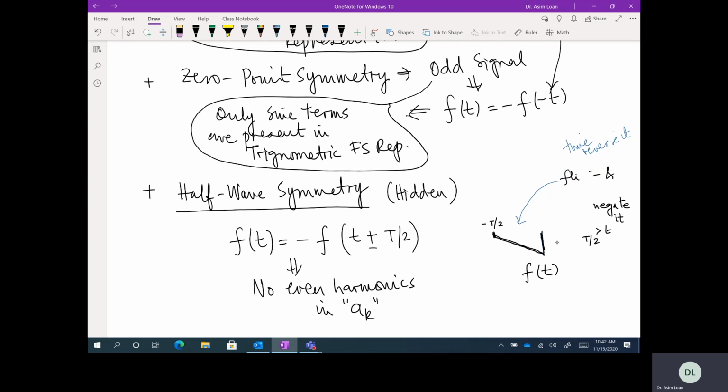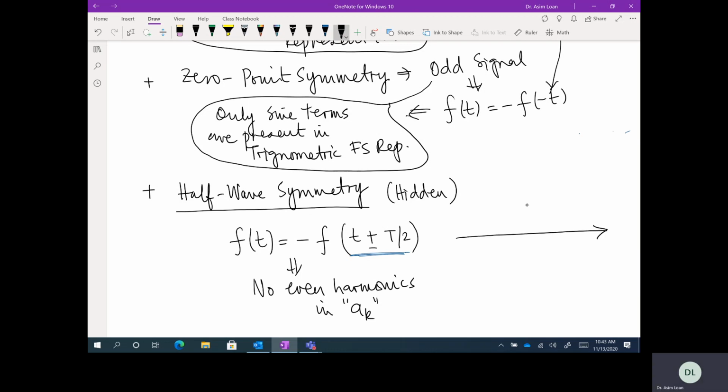Wait. This is not how you do it, because we are not flipping f of t. We have to shift it first. I'm sorry. You need to shift it first. So let me go back to my function. If this is my function, it looks like this. This is a triangle or a sawtooth waveform.